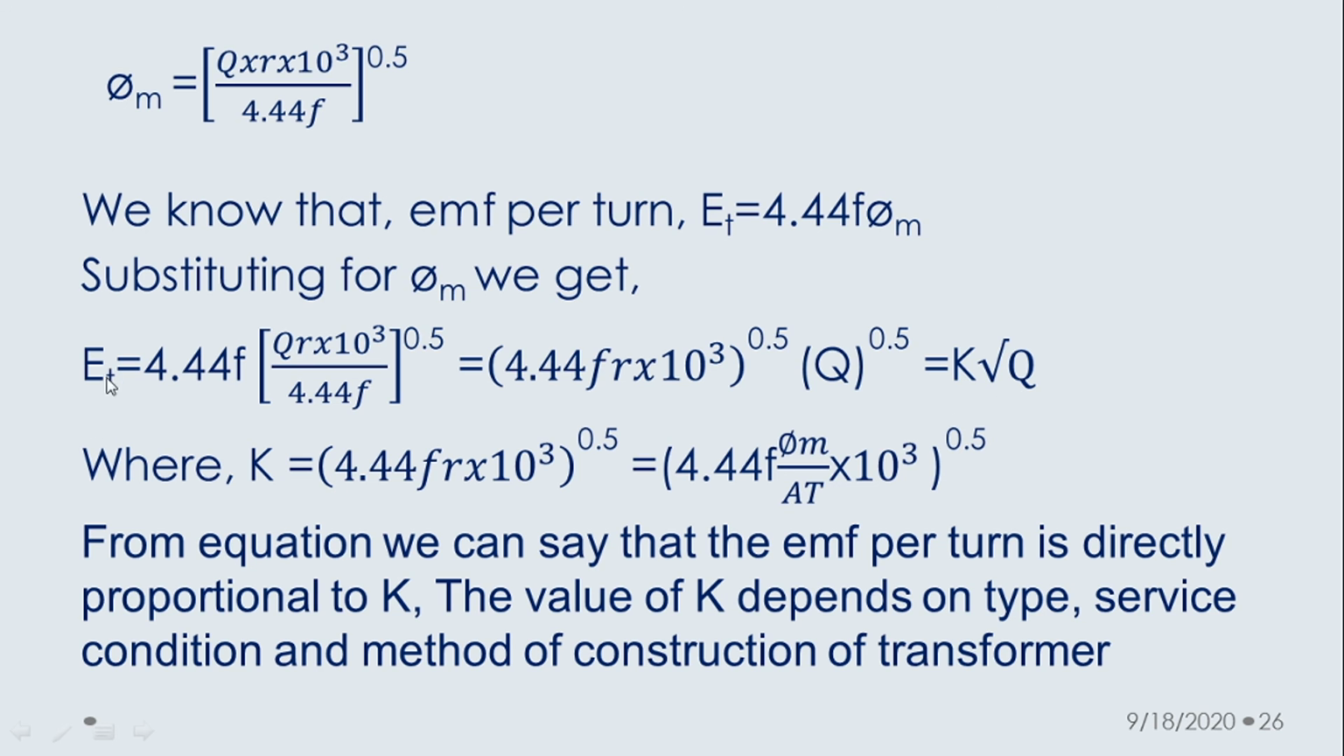You can write from this equation Et is nothing but K into the square root of Q, or you can say that the EMF per turn, Et, is proportional to the value of K. The value of K depends on the type, service condition and method of construction of the transformer. So the EMF per turn also depends upon the type of the transformer, service condition and method of construction. Okay, so we have arrived at this equation.